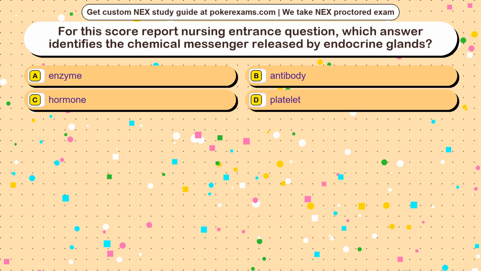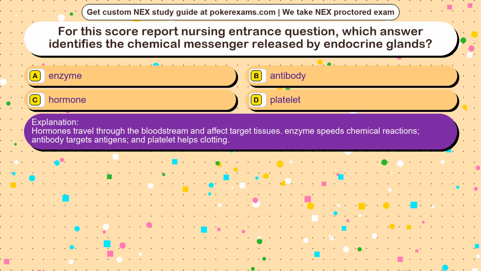The correct answer is option. Hormones travel through the bloodstream and affect target tissues. Enzyme speeds chemical reactions, antibody targets antigens, and platelet helps clotting.